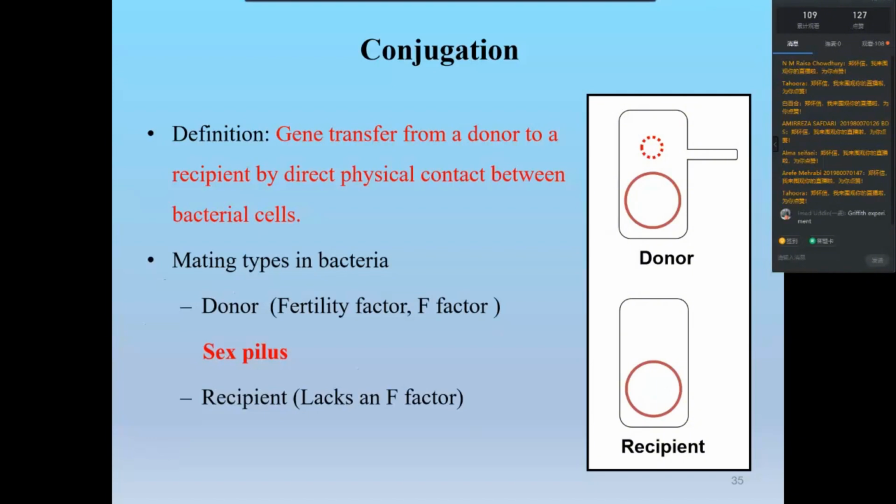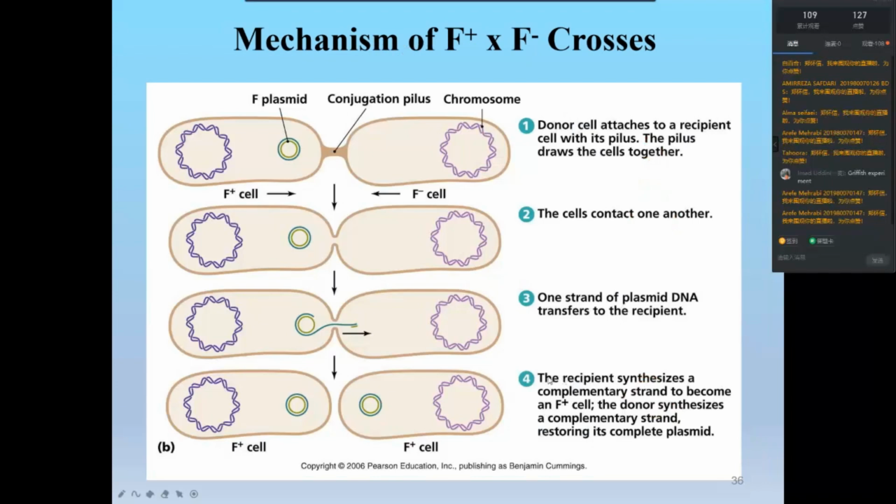Okay, so here is the schematic drawing of these two types of cells. Here is one donor cell, which carries this plasmid. We call it the F plasmid or F factor, and it can produce sex pili, which are longer, hollow fibers, longer than the common pili. And a recipient cell, which doesn't carry a plasmid and doesn't produce the pili. And let's see what happened.